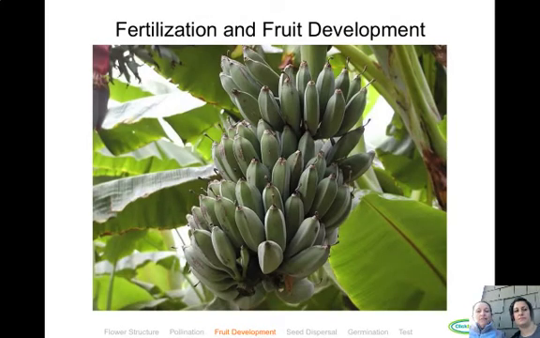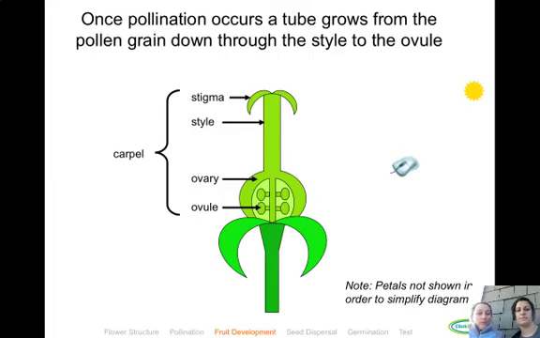Okay, so then fertilization and fruit development, you wonder what they have to do with each other. Well, this is what they have to do with each other. Once pollination occurs, a tube grows from the pollen grain down through the style to the ovule. So remember, the carpel is the female part. It has the stigma on top, and the style is what it travels down. The ovary then contains the ovule. You'll note that the petals aren't shown in this diagram, to simplify it.